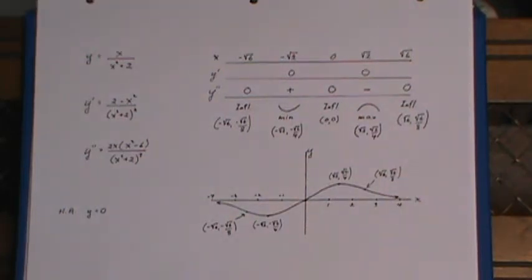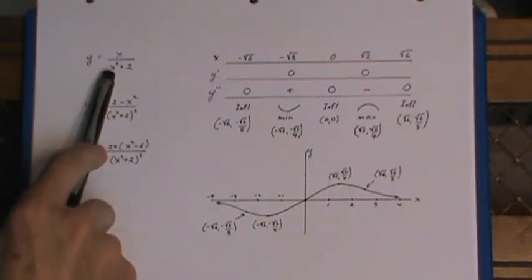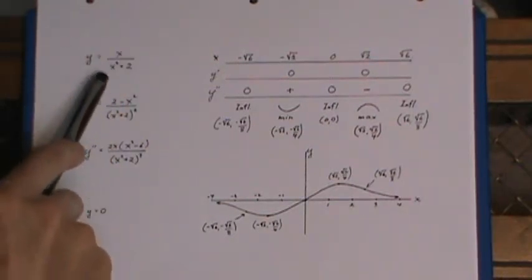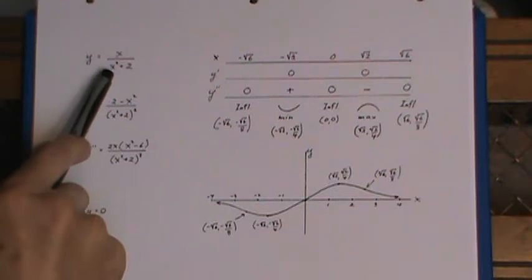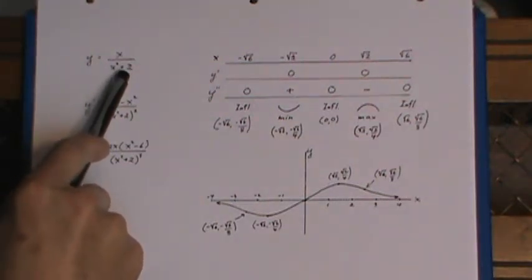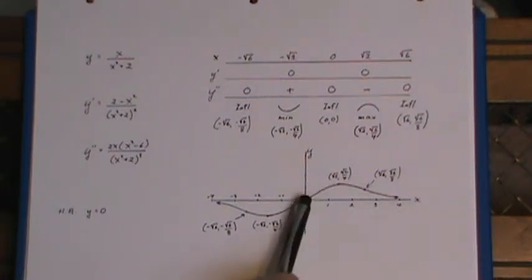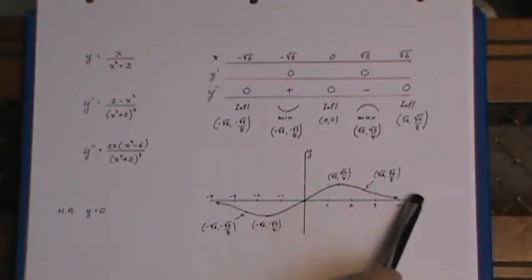The other thing you can notice here, maybe you noticed it right at the beginning, if you replace the x with a negative x, all you get here is negative x over, this will still be x squared plus 2. This is what we call an odd function, because when you replace the x with minus x, you get the negative of the original, and you can see the symmetry about the origin that we have here.